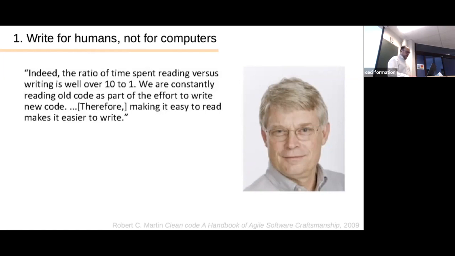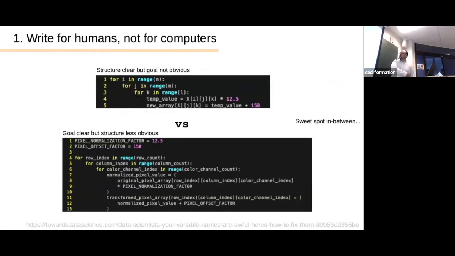And here is a little example of two pieces of code that do exactly the same thing, but this one is less obvious than this one in terms of what it's doing, because you see the variables have short names. You have hard-coded constants here, while here you see that the constants have been assigned to a variable that has a name which is intelligible.